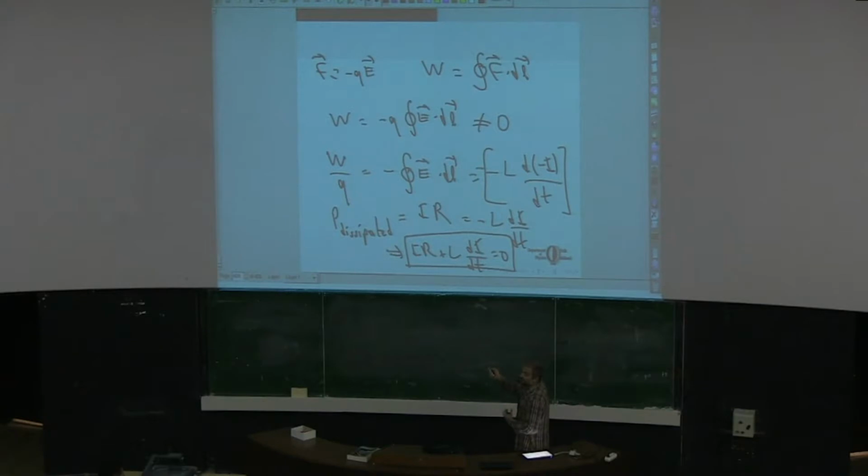You see, this is the work that we are doing on the charge. If there's no dissipation, the charge should accelerate. But we know that nothing changes, the charge is not accelerating. So the work that we do has to be dissipated. So this is the amount of work that we do. This is the amount of energy dissipated. So they have to be equal.